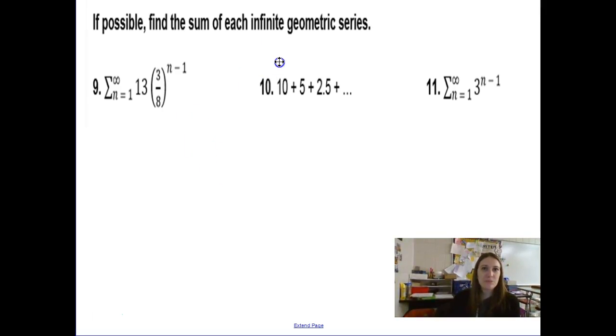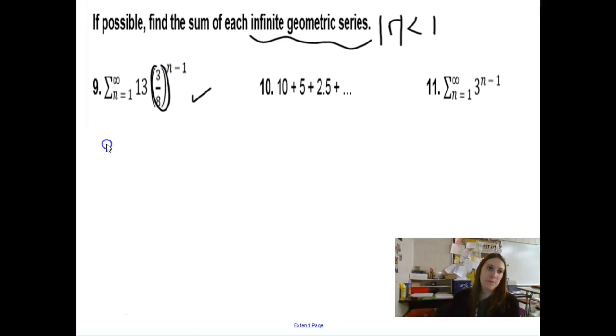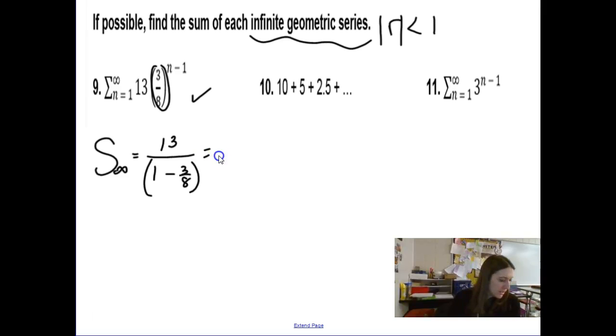All right, so here. These are infinite. And you're only allowed to find infinite series if your ratio is less than 1. I think it's technically the absolute value of the ratio is less than 1. So here your ratio is 3/8. So yeah, you can find the sum. And remember, the sum of the infinite series is that really cool formula where it's the initial term, so 13, over 1 minus r, so 1 minus 3/8. Now, typing this on your calculator, remember, you need to put that denominator in parentheses. I think I answered this one already. Or not.